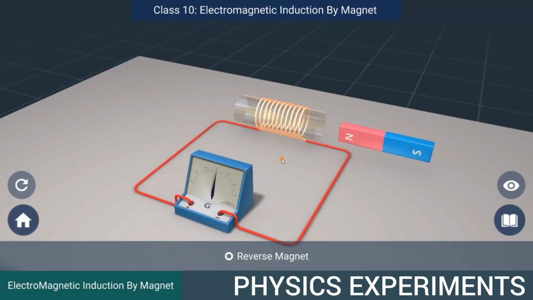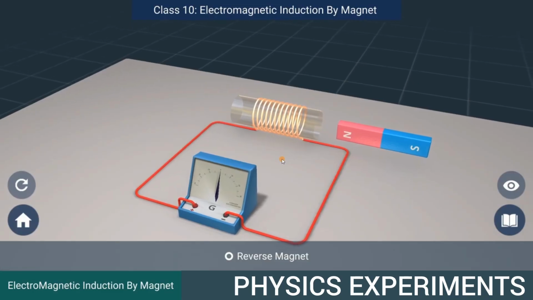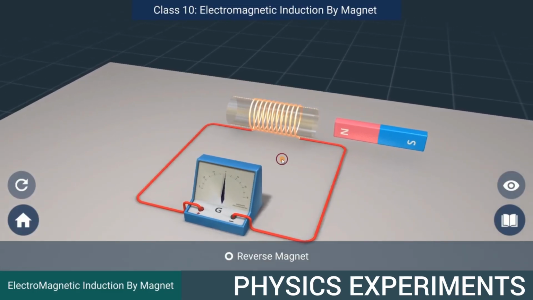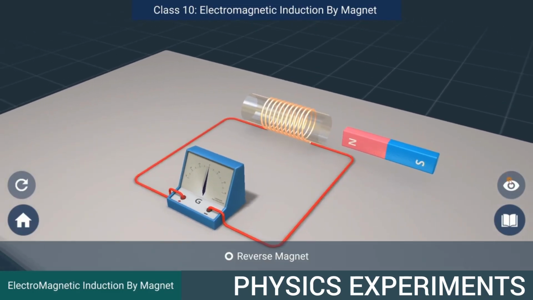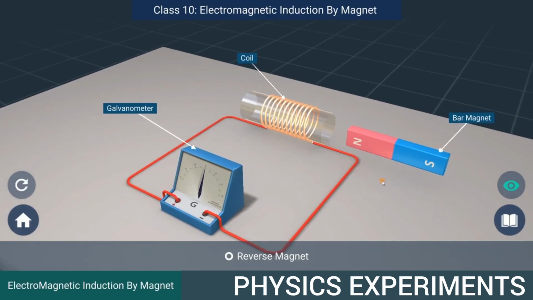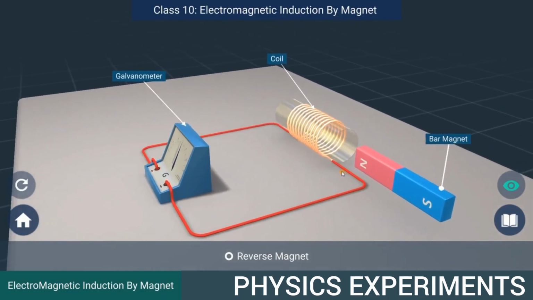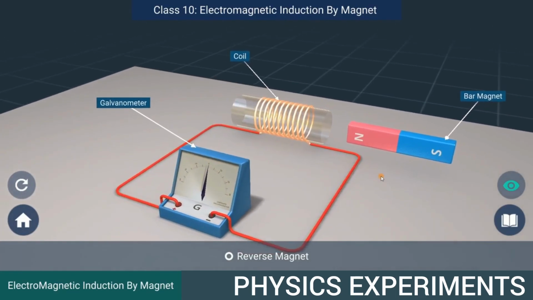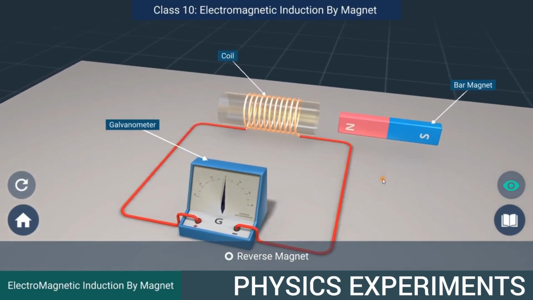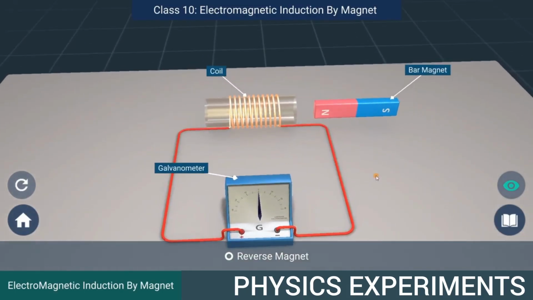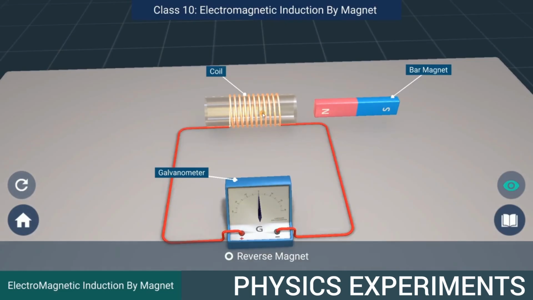Let us study electromagnetic induction by changing the magnetic field around a conductor. We have taken a bar magnet, a coil, and a galvanometer. The galvanometer is connected to the coil and is used to detect the current flowing in the conductor.